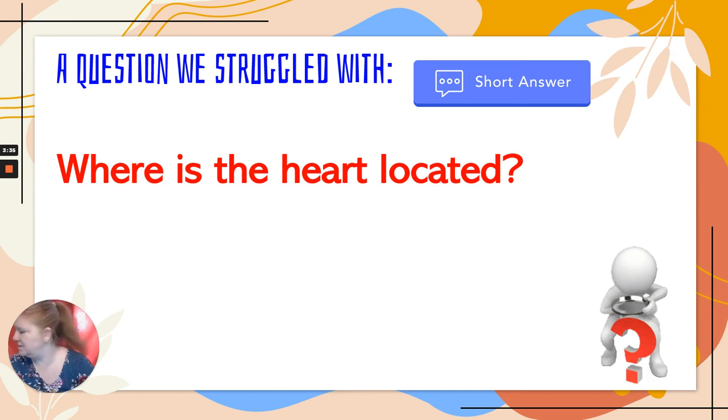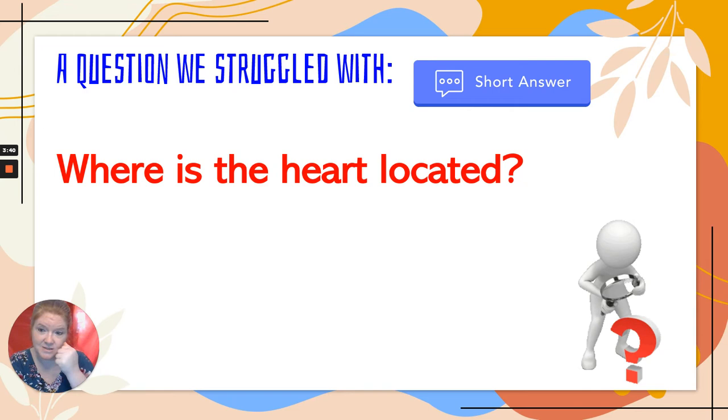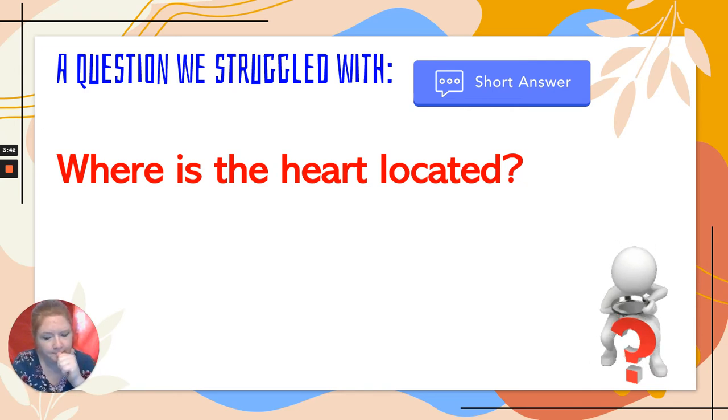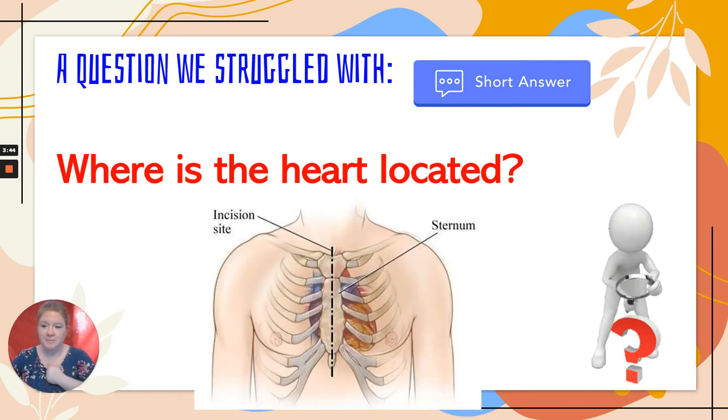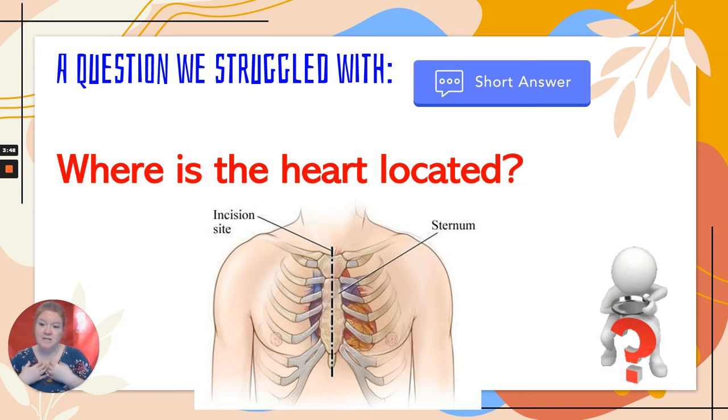Okay, where is your heart located? So we just talked about it. We talked about the size of the fist. Do you remember something? All right, so remember, between the second and the sixth rib in your thorax. Okay, mostly behind the sternum, although tilted slightly to the left.